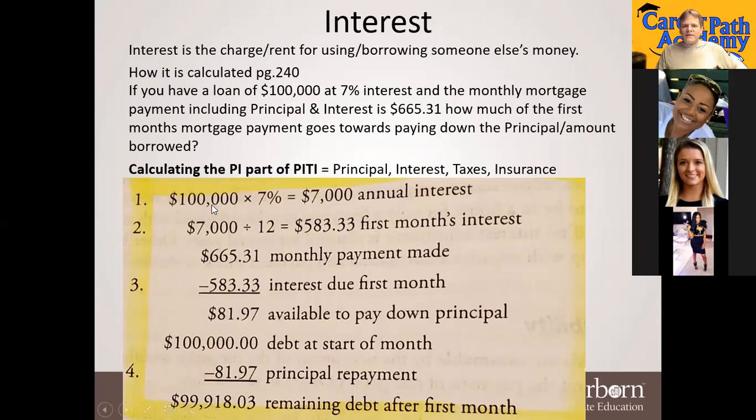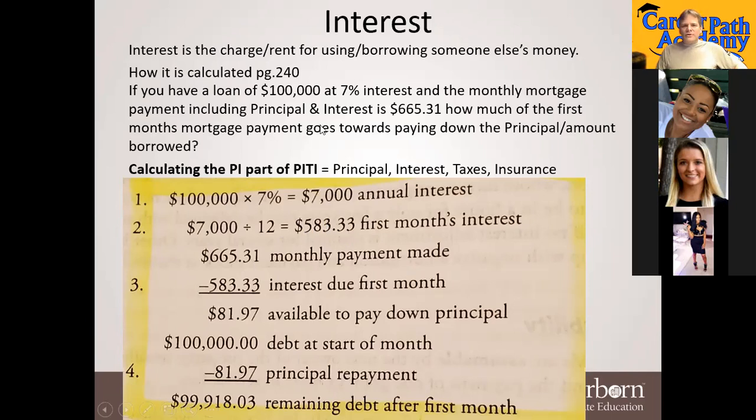So if you borrowed $100,000 at a 7% interest rate, that's $7,000 in annual interest. If you divide that by 12 months, the part of that first month's mortgage payment that goes towards interest is $583.33.